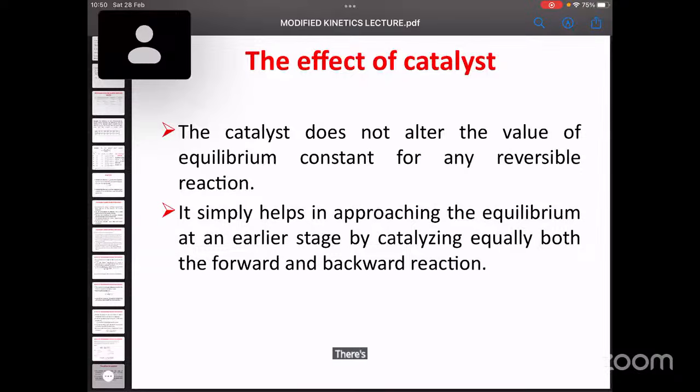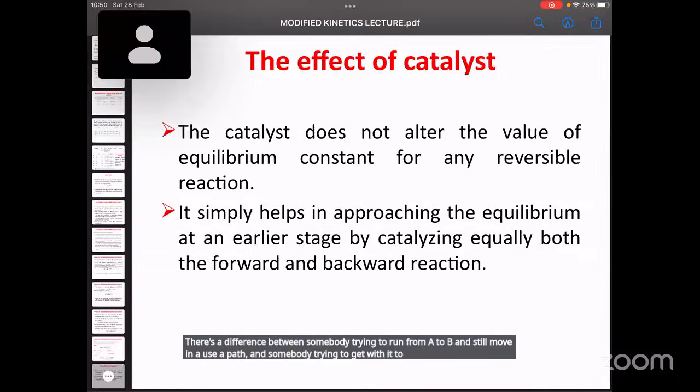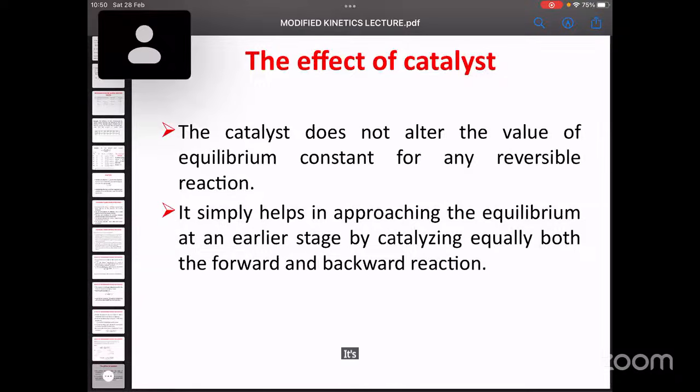There's a difference between somebody trying to run from A to B using the same path, and somebody trying to get from A to B faster using another path. The one that is still using the same line will have to run faster. The other one is not about running faster, it's about using a shorter route. So what a catalyst does is take a shorter route rather than moving faster.